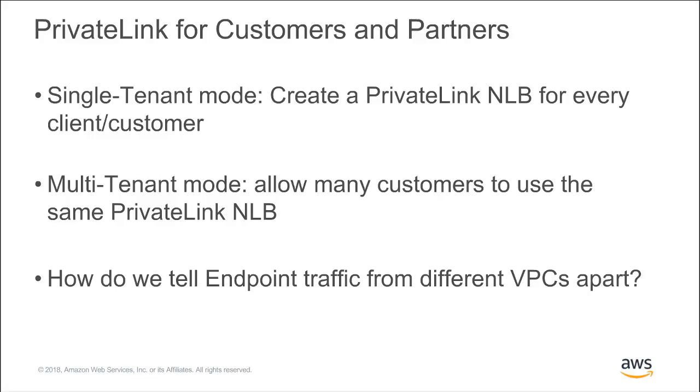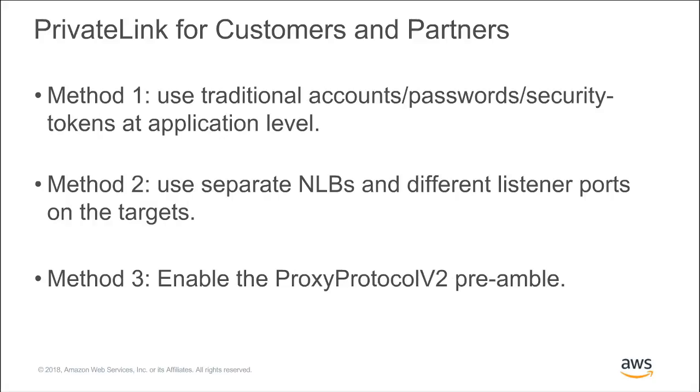On the provider side, we have a few tenancy models, as I mentioned before. You may choose to create a PrivateLink NLB for every single client or customer, to make things very single tenant. So for example, if you want to have dedicated backends for each customer, that would be the way to go. If you want to do a multi-tenant mode where you use the same backends on your side across many customers, you can simply use the same PrivateLink NLB. But then how do you tell which traffic is from which customer? We have a few mechanisms for that.